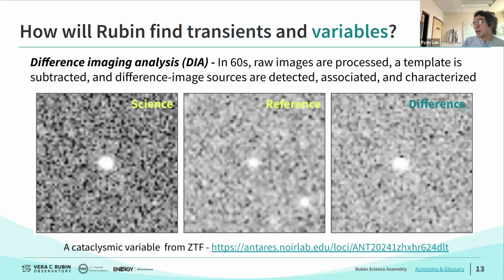What about variables? This is what a variable might look like. Not as dramatic maybe, but that's because you're looking at something that already exists in the reference image. You can see in the difference that it has this source here, which is a cataclysmic variable from ZTF, that has exhibited some kind of positive variability. But you also see that this bottom right source in the reference image has disappeared. You also notice that the reference image is deeper, which it should be, because it's built up of more images than the science image, but you can see that this source subtracts pretty well. Again, if you want to check this out, this is the ANTARES link to this particular variable.